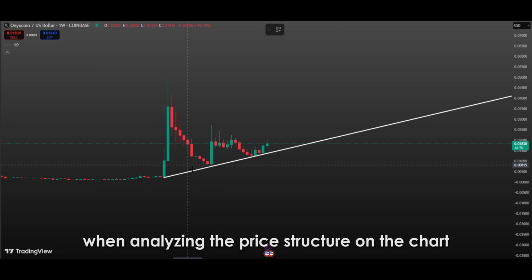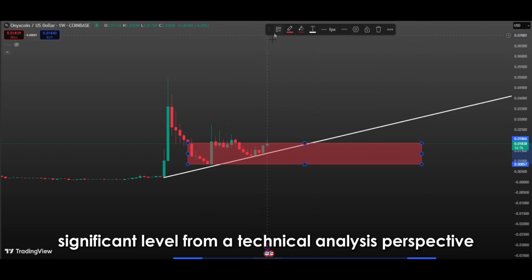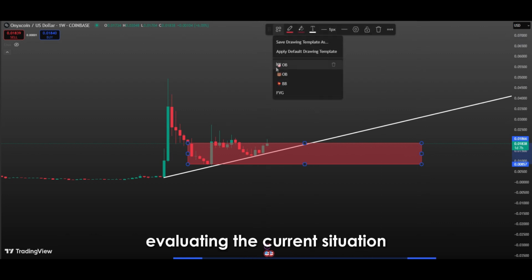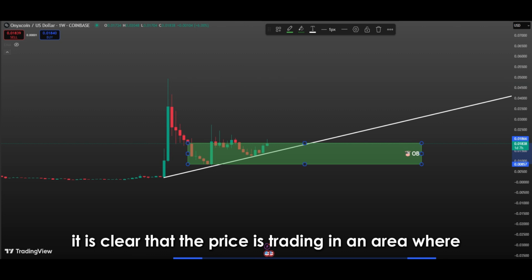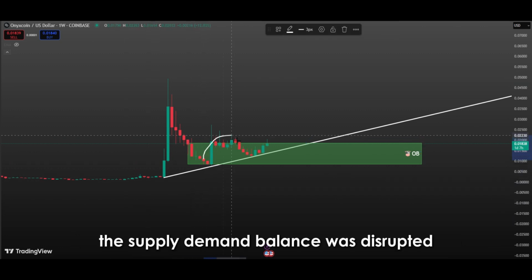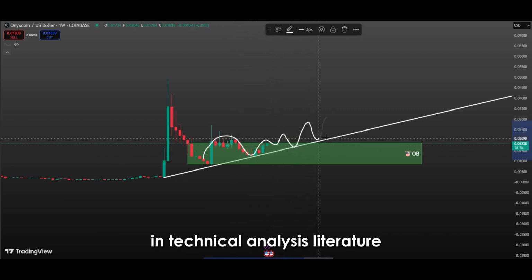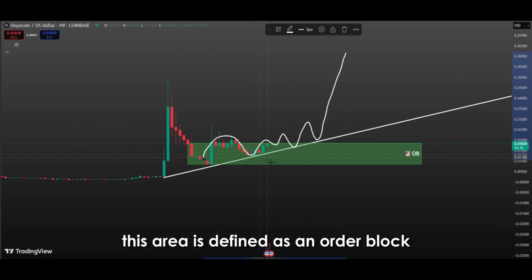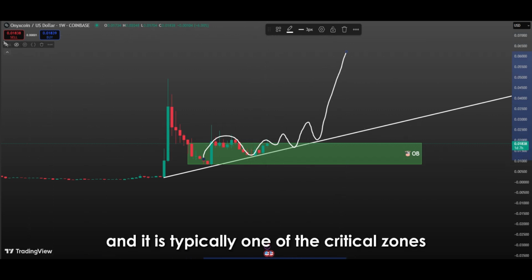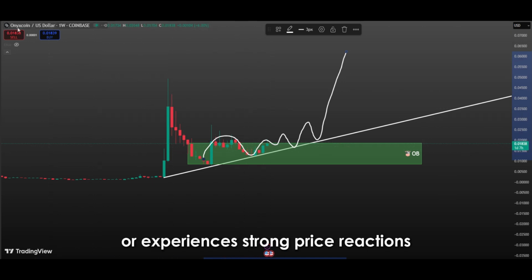Stay tuned. When analyzing the price structure on the chart, it is evident that the asset is moving at a highly significant level from a technical analysis perspective. Evaluating the current situation, it is clear that the price is trading in an area where strong buyers previously stepped in, the supply-demand balance was disrupted, and a notable buying response was observed. In technical analysis literature, this area is defined as an order block, and it is typically one of the critical zones where the market changes direction or experiences strong price reactions.